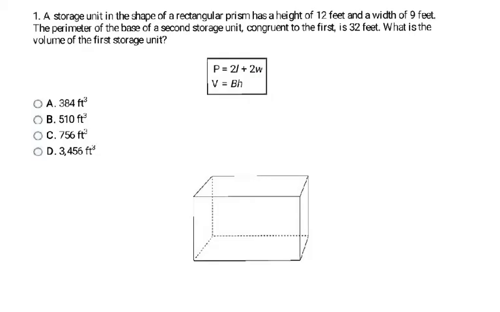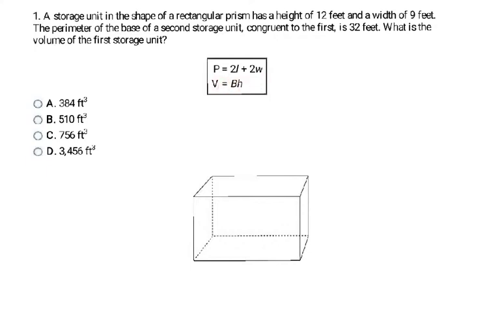In this first problem, it says a storage unit in the shape of a rectangular prism has a height of 12 feet and a width of 9 feet. The perimeter of the base of the second storage unit, congruent to the first, is 32 feet. What is the volume of the first storage unit? Well, since you know these two are congruent, you can use the information from the second storage unit to help you find the volume of the first, because everything's going to be the same.